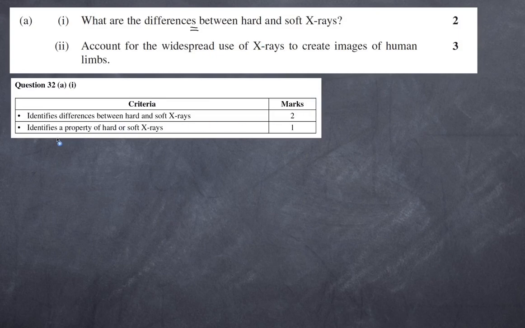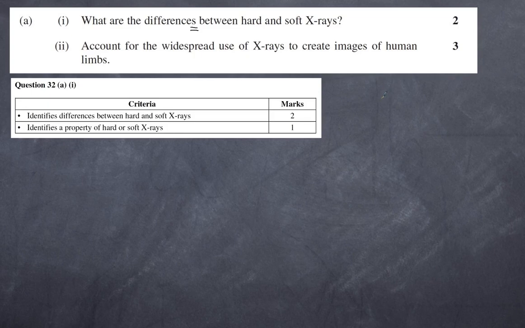It says that you need to identify a property of hard or soft X-rays, and that gives you 1 mark. But the fact that this question is the very first question, generally speaking, the structure of the HSC exam is that the first questions are generally meant to be a little easier than the later questions. But in order to actually get the answer correct, you need to provide differences between hard and soft X-rays.